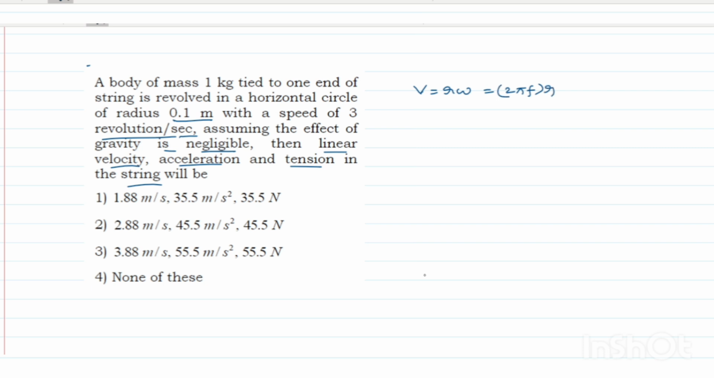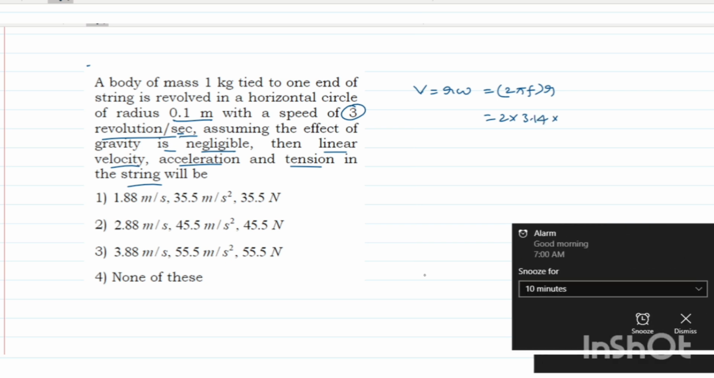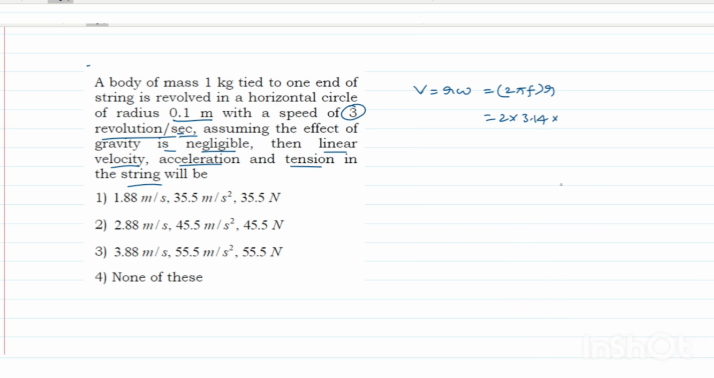So here it is given as 3 revolutions per second. That is, the frequency is given. Then you have to substitute: 2 into 3.14 into frequency, which you can take as 3 Hz, into the radius value, which you can take as 0.1. When you simplify this, you will get 1.88 meter per second. This is the velocity, the speed value.